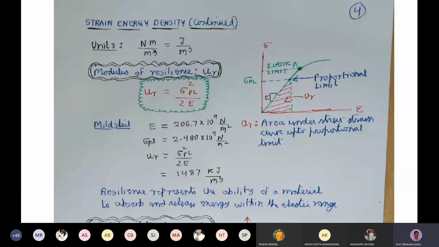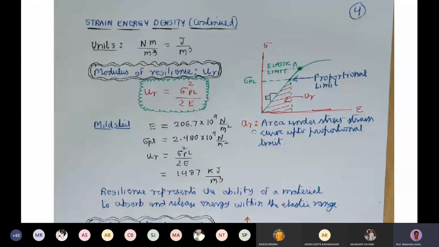So what does sigma square PL by E represent? It is the area under this stress strain curve up to the proportional limit. That is what is meant by the modulus of resilience. So we can calculate the modulus of resilience for mild steel.